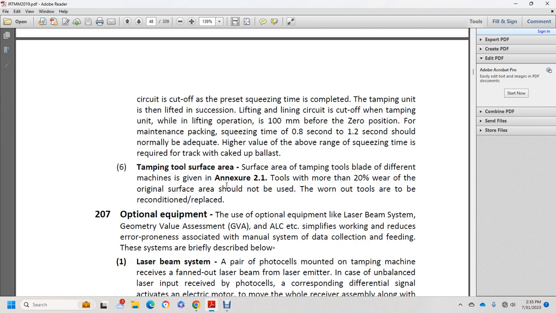7. Optional equipment. The use of the optional equipment, the laser beam system, the geometry value assessment, and the ALC system, etc., simply works to reduce the error proneness associated with the manual system and with the data collection and feeding of the system, as briefly described below.